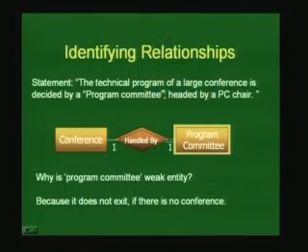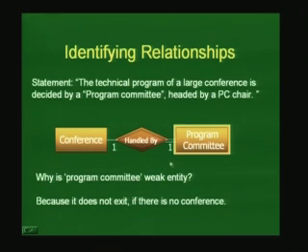If you look at this statement, the technical program of a large conference is decided by a program committee headed by a PC chair. As you can see, this first part already forms a relationship. That is, conference is handled by program committee, or technical program decided by, if I have to make it very explicit. So a conference is handled by a program committee, so basically it is a one-to-one relationship: one conference, one program committee.